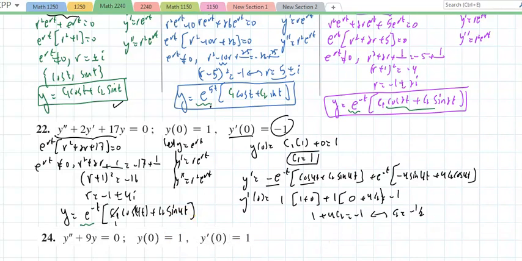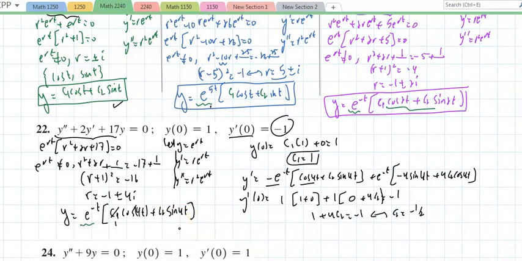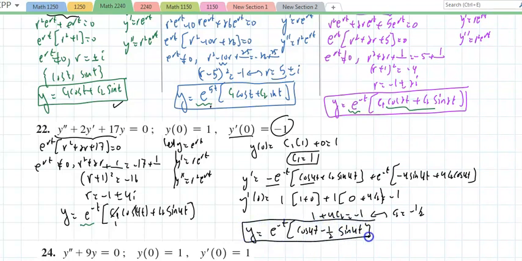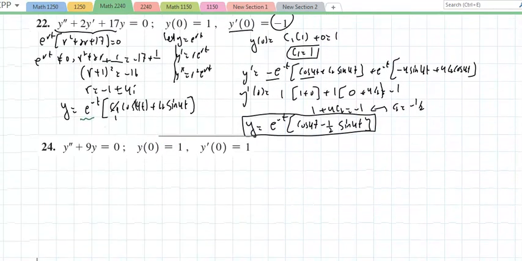There we go. And I would say y equals e to the negative t times the cosine of 4t minus 1/2 the sine of 4t. That would be the exact, or explicit, solution in this case, satisfying these conditions. And one more to go.